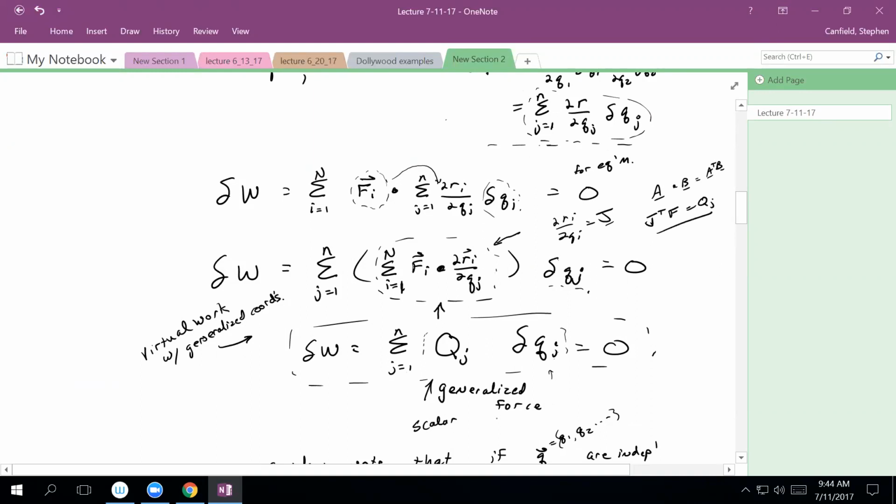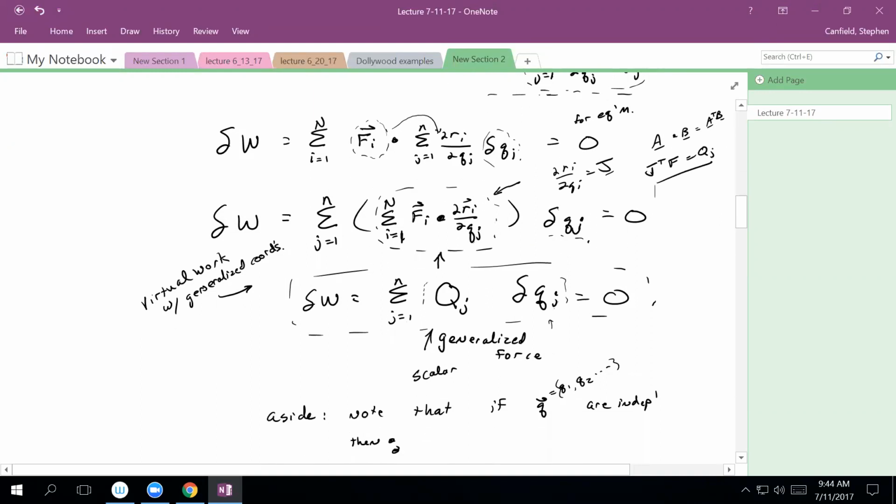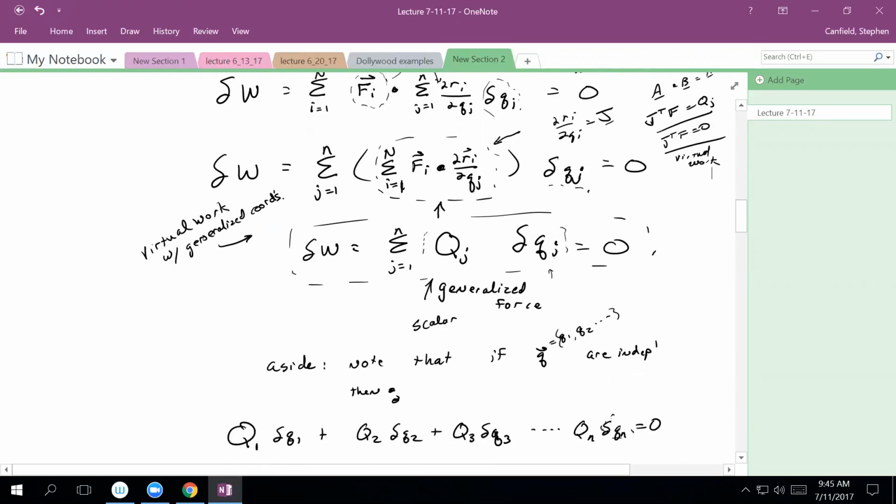And we said if these generalized coordinates are independent, which for now we're assuming, I'm just going to assume that, then these terms can independently all go to zero. So I can write for independent coordinates, J transpose F equals zero. That's an alternative statement of virtual work. And you had a homework problem on that sometime back. That was the first step.